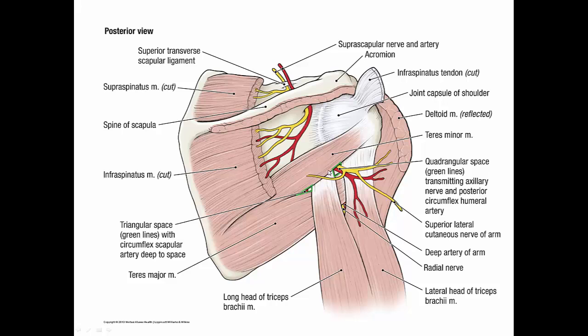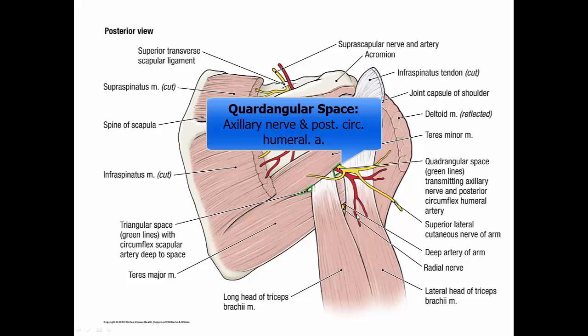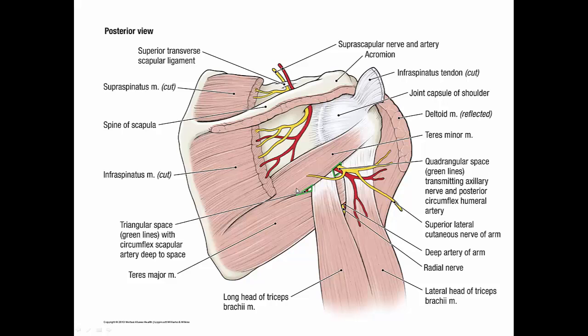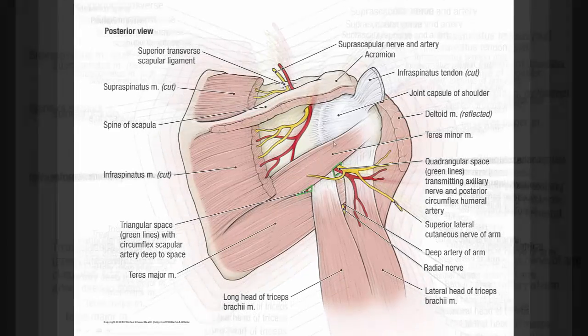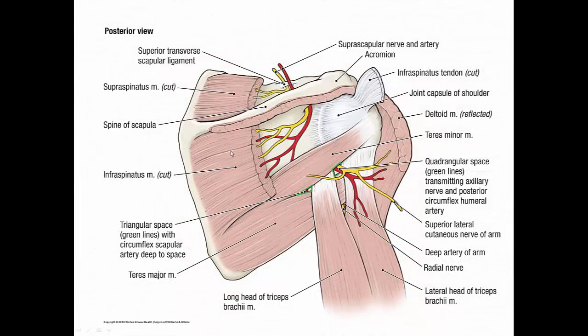Let's have a look down here. Here we then have two spaces. There's a quadrangular space and a triangular space. The quadrangular space transmits the axillary nerve and this artery, which is the posterior circumflex humeral artery. And then we have the triangular space down here, which you can find deeply in at the circumflex scapular artery. So a quick rundown of your muscles, supraspinatus and infraspinatus in their respective fossae.